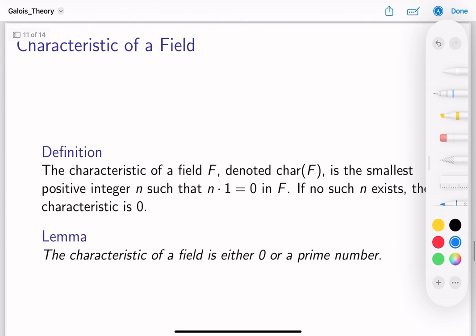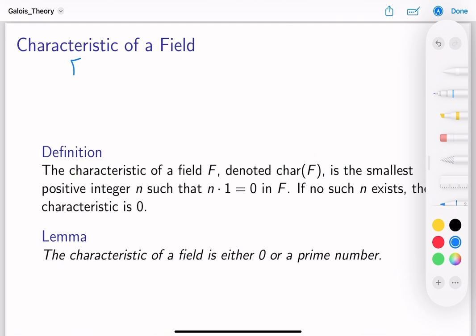Okay, so the next concept I want to review is the so-called characteristic of a field. So what is a characteristic of a field? This concept also exists for rings, but we're mostly interested in it for fields now. A characteristic of a field is the smallest integer which, when you multiply 1 by it, you get 0. Before I restate this definition more formally, let me give you a simple example.